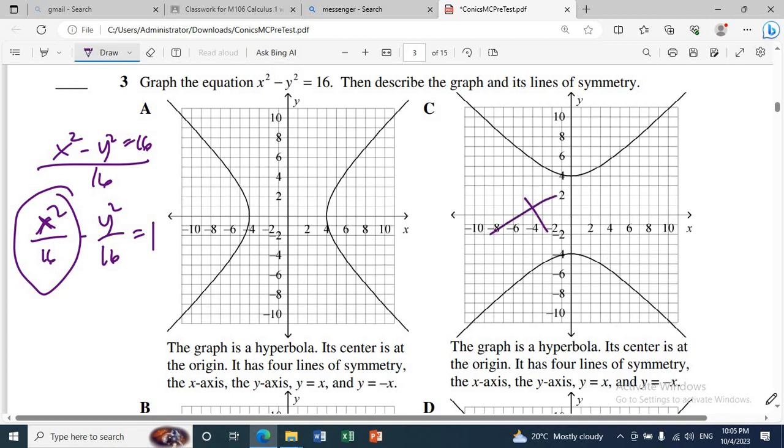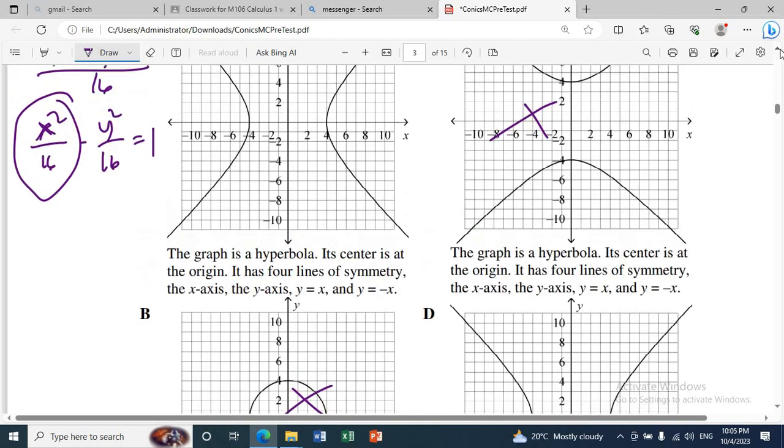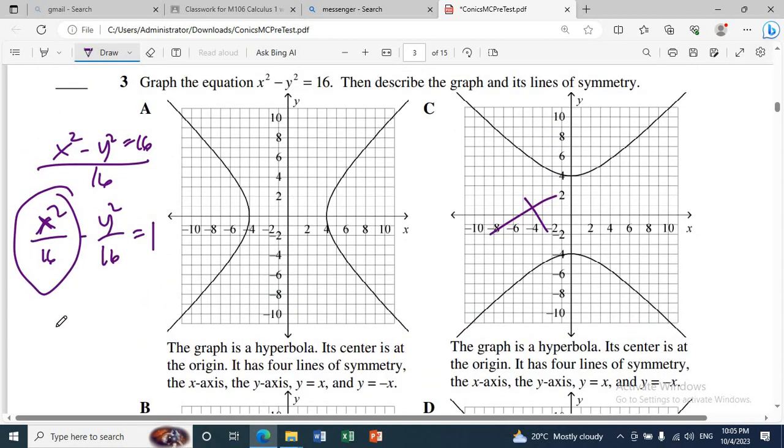So, this is wrong. It's opening up, down. This is not an ellipse or hyperbola. This one is also possible. But let's look at the value for a squared. It's 16, therefore a is 4. The center is at the origin. Then we count 4 units left and right. 1, 2, 3, 4. Correct. 1, 2, 3, 4. Correct. What's the other hint?